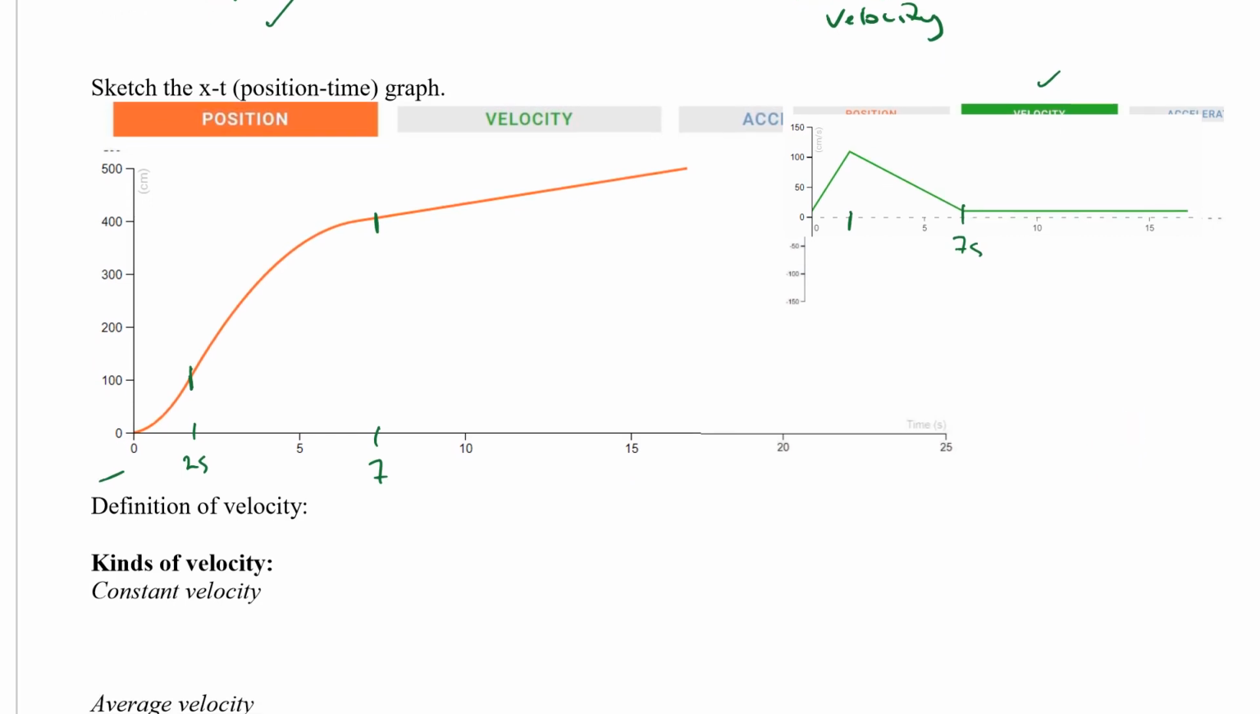Okay, so let's start with the next section here where it says the definition of velocity. So just a reminder, how did we define velocity? Well, we said velocity was equal to the slope on a position time graph.